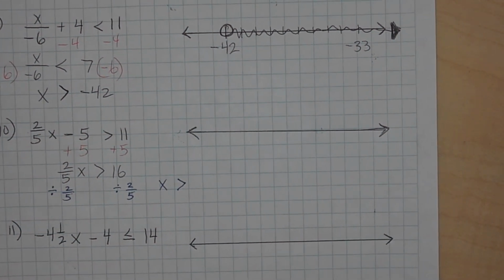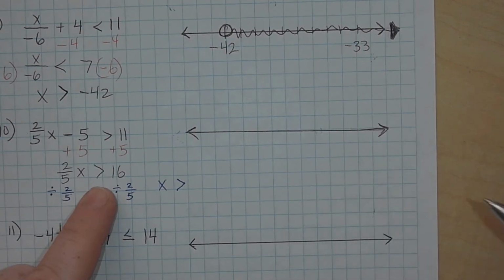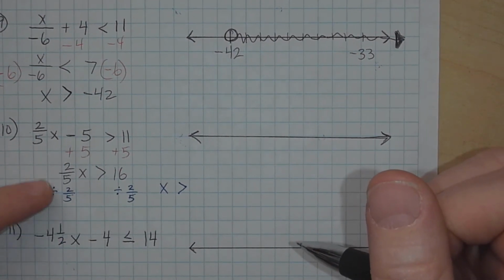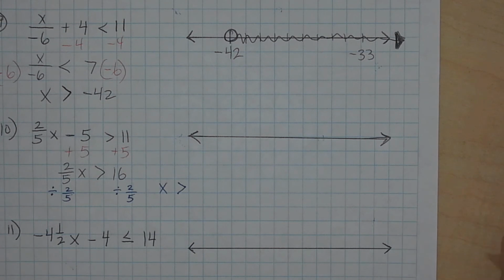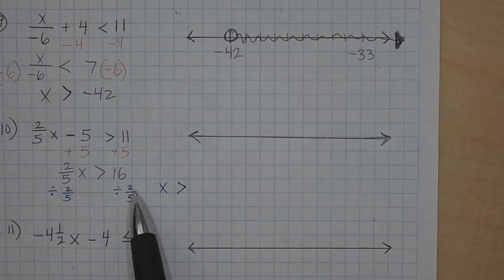Now this one, so here we just said a number divided by itself is going to be canceled out. It's going to be 1, right? 1 times x is just x. Now we can't say that with this because you just can't do 16 divided by 2/5. It's not as easy as it seems.